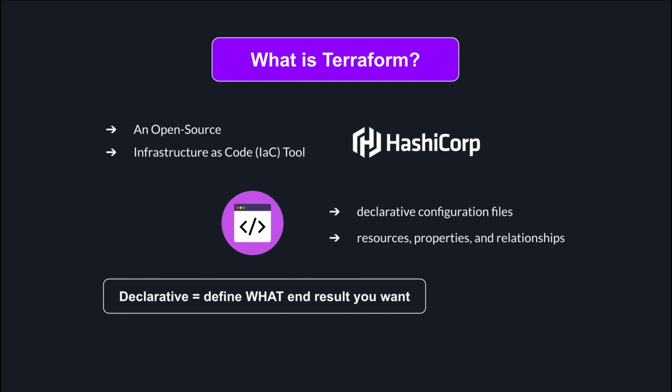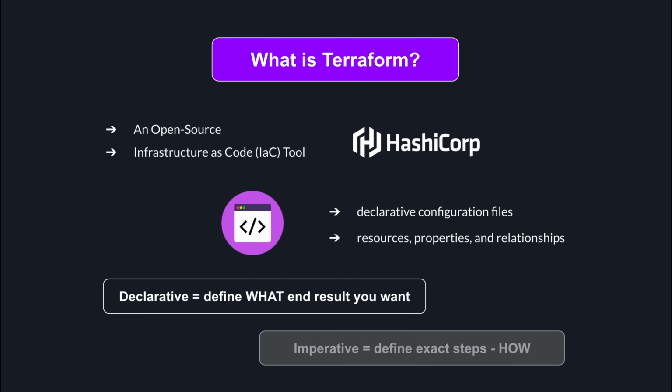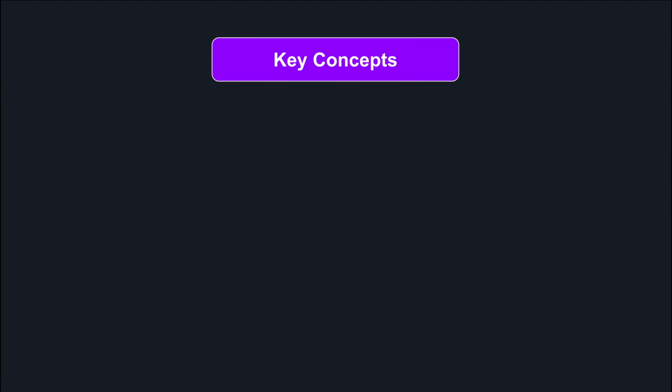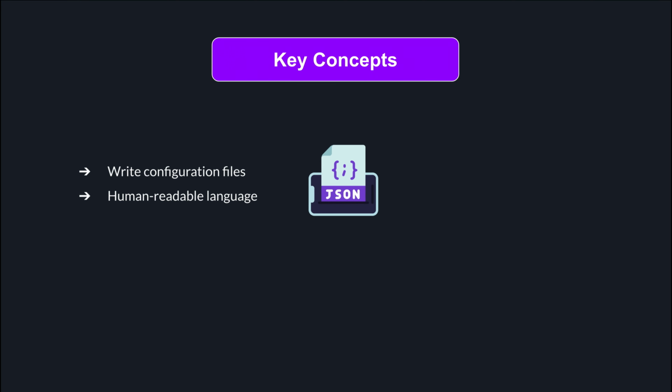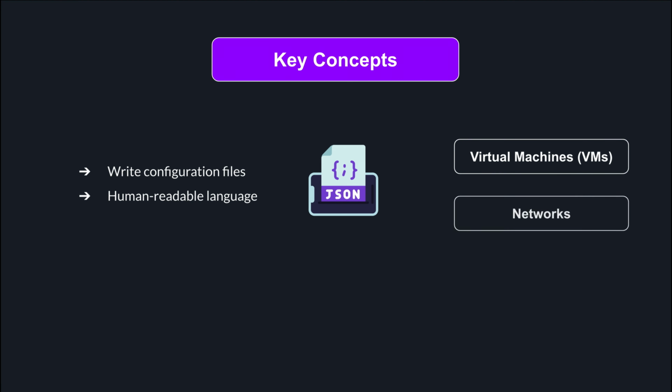You just declare what you want, the final result or end result, and Terraform will figure out how to execute it, versus imperative style, where you specify how to execute each step. When you use Terraform, you write configuration files in a human-readable language called HashiCorp Configuration Language or JSON. These configuration files define the infrastructure components you want to create, such as virtual machines, networks, databases, and more, along with their attributes and interconnections.